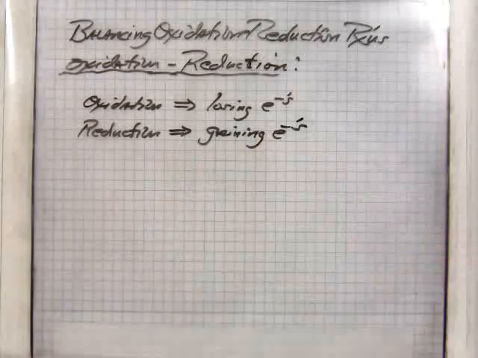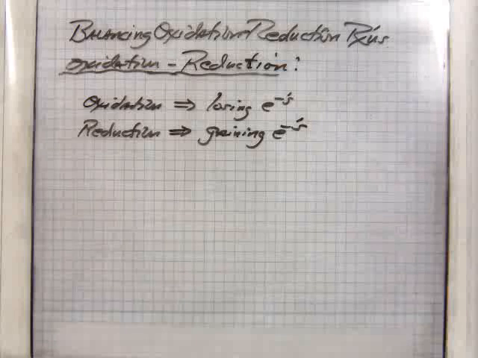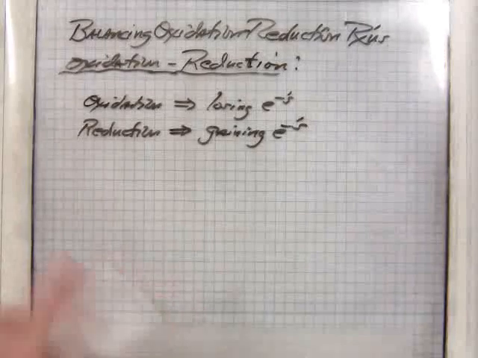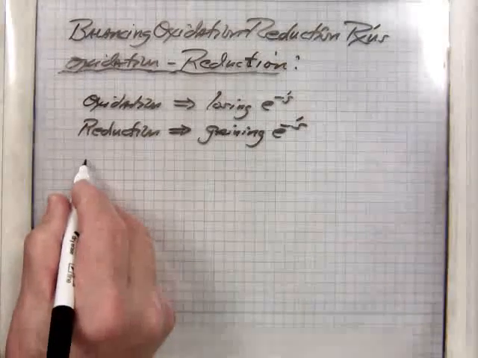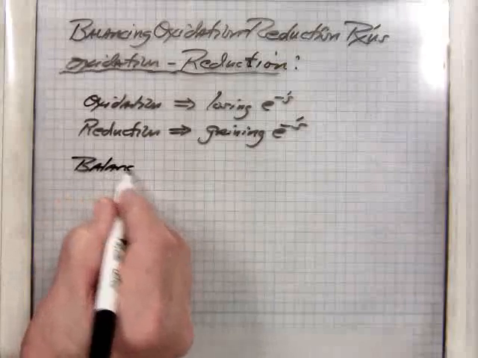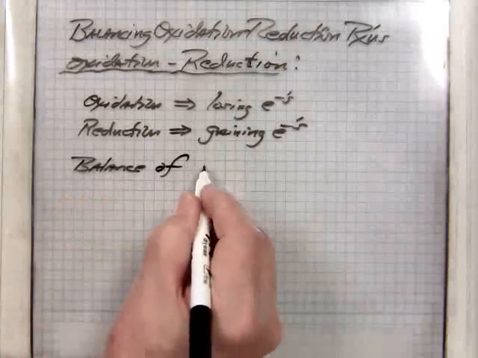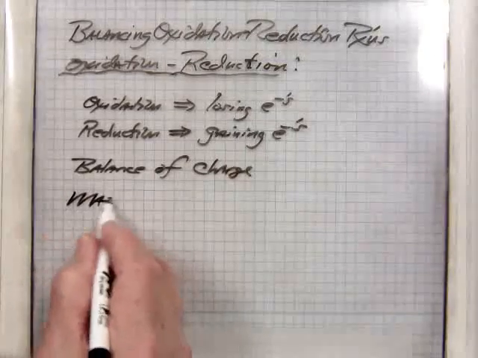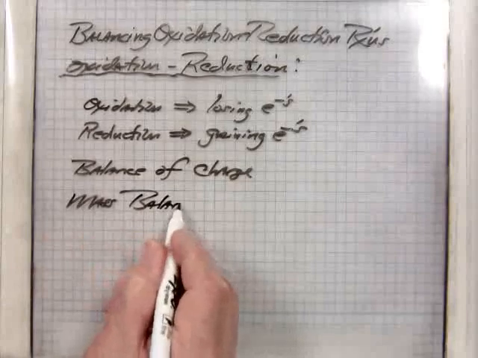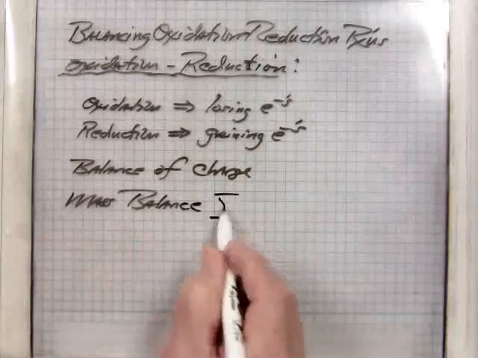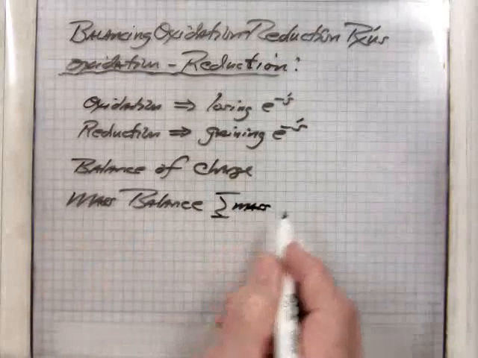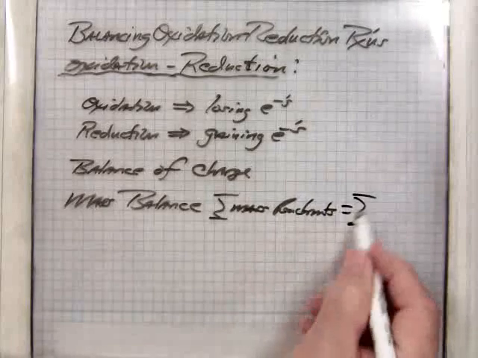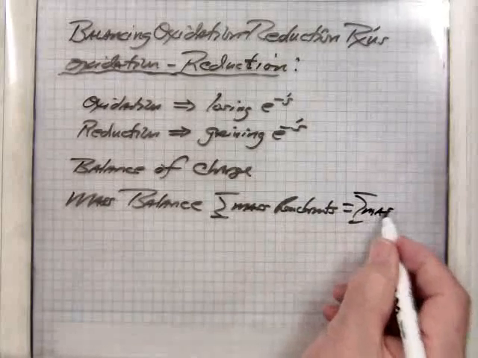In the balancing process for an oxidation reduction reaction, two events must ultimately occur. We must have a balance of charge and a mass balance. That is, the sum mass of the reactants equals the sum mass of the products.